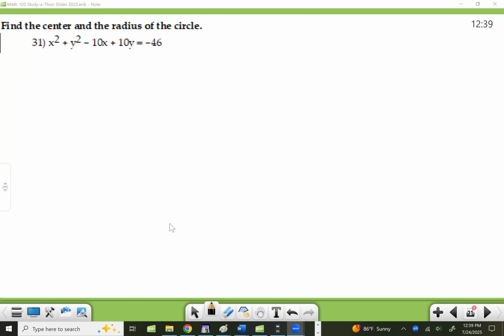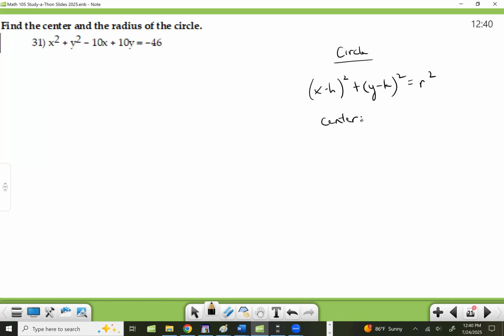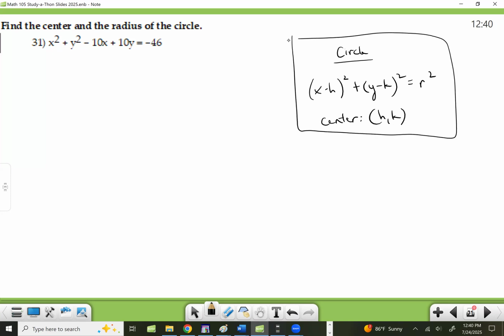All right. So some important formulas for your cheat sheets for this one. There's two of them. The first one is going to be the standard formula for a circle. So that's going to be (x minus h) squared plus (y minus k) squared equals r squared. And if you have it in this form, then the center of the circle is going to be at (h, k). So this is a big one that you'll want to have on your cheat sheet.